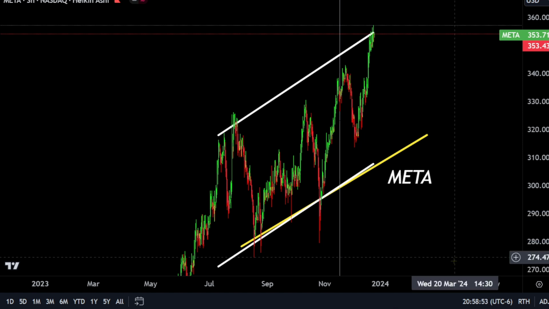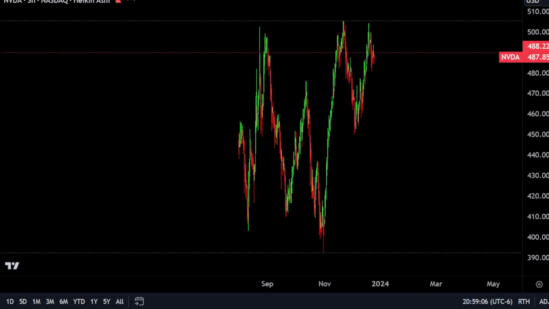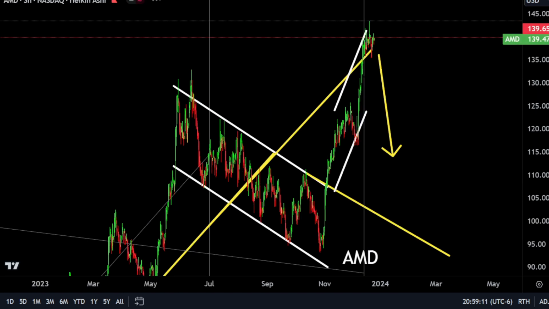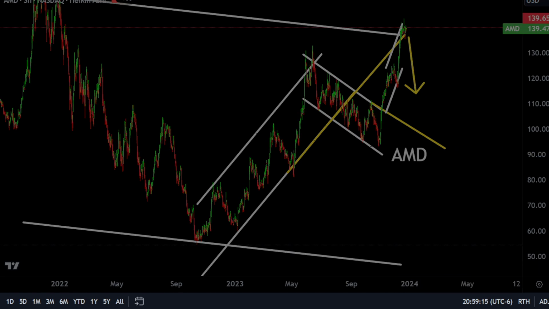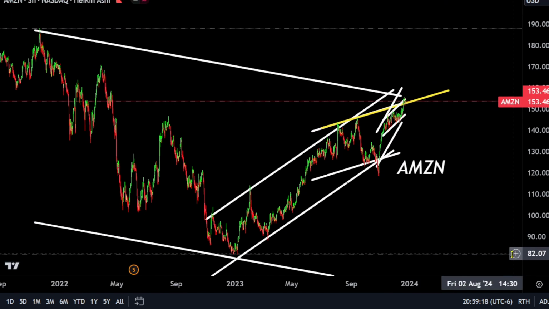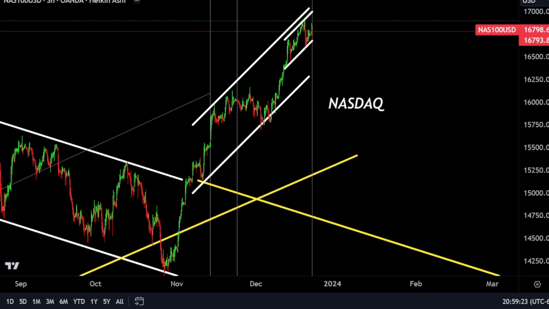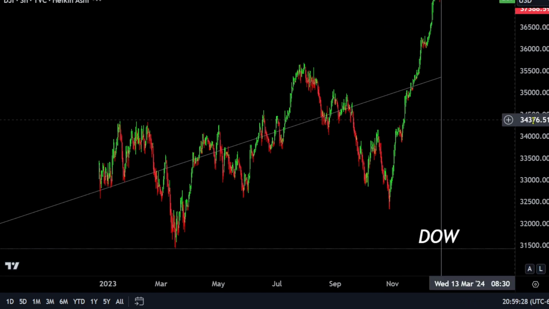So like this, this is December 22nd, 2023, right now. All these tech companies, like Meta, are at resistance. NVDA is at resistance. Google is at resistance. AMD is at resistance on the daily time frame. Amazon is at resistance on the daily time frame. On the indexes, we are at resistance. On the triple Qs, we are at resistance. Even on the Dow, we're at resistance also.